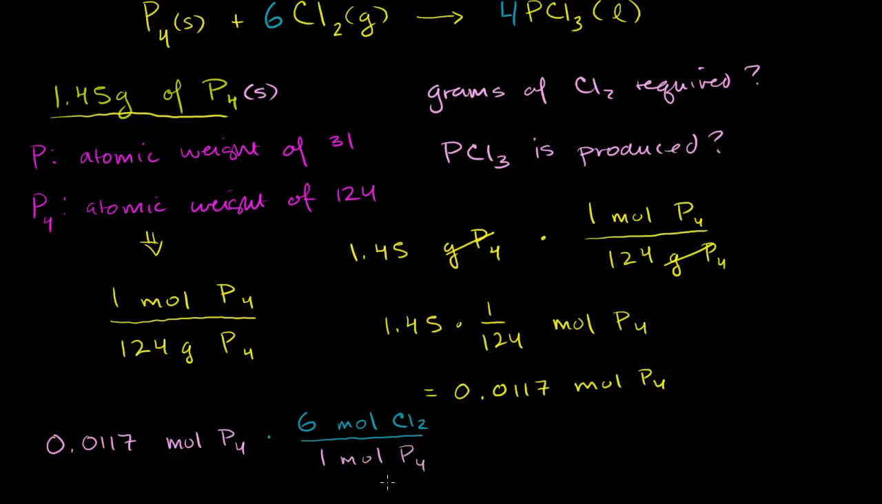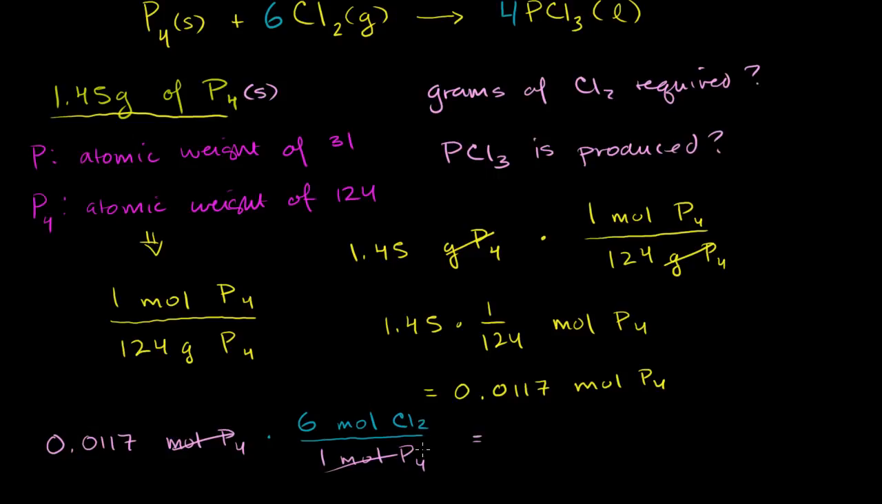of molecular phosphorus. And the reason I wrote it this way instead of writing 1 mole of molecular phosphorus for every 6 moles of chlorine gas is because I want to make sure that the units cancel out. And it also should make sense intuitively. If I have 1 of this, I'm going to need 6 of this. If I have 0.0117 of this, I'm going to need 6 times of the chlorine gas. And the units work out. This cancels out with that. And I'm just essentially multiplying by 6.